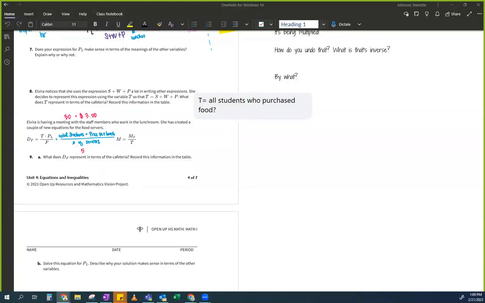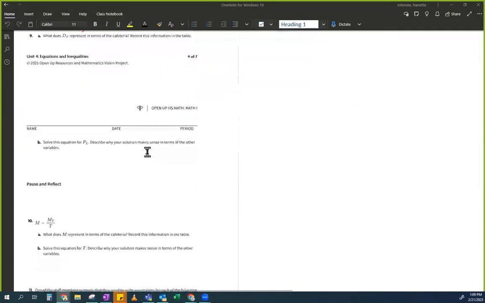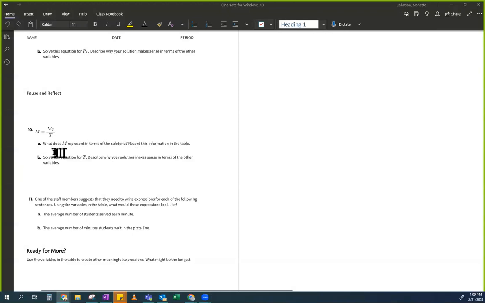Okay, let's see. The other way we could say it is total students. When we multiply these two, if you remember, that's what revenue was. Remember? So we could say revenue per server. Okay, I'm going to skip this one really quick because I really want to get down here. So M equals M_T over T. Okay, let's do this.